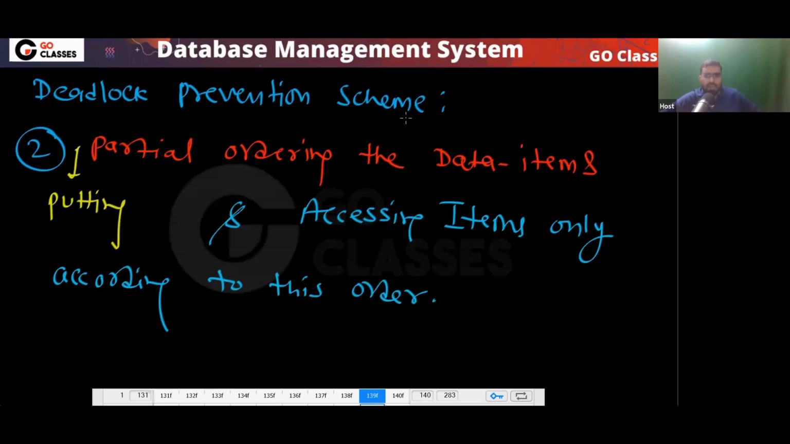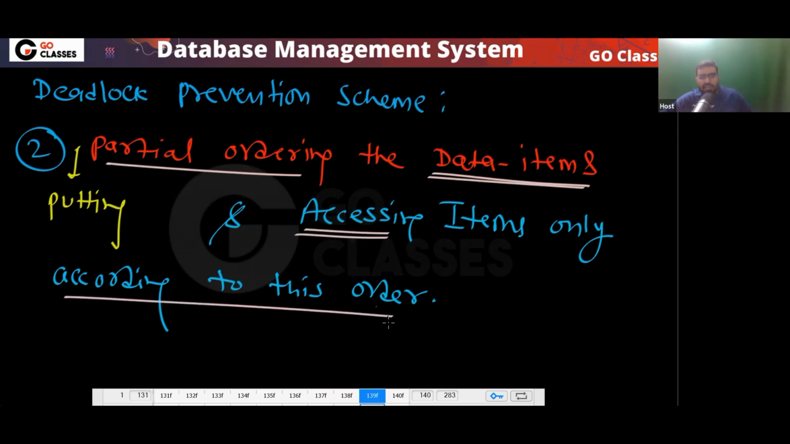Yes or no? Is this clear? Access them in this order, using that order. So what you do on all the data items that you have is put some partial ordering on them. And after putting this, you access all these items only in that order. Or I can say access items only according to this order. Very simple.